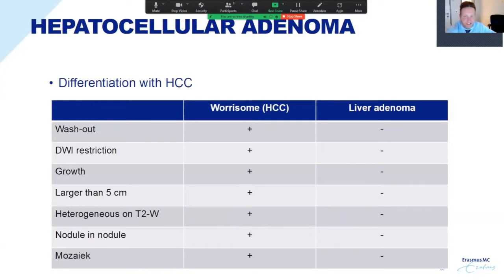Lastly, the differentiation from HCC. Currently, HCCs are more often seen in non-cirrhotic livers. In these cases, underlying hepatitis and alcohol abuse is not present. These tumors seem to become more and more prevalent, and therefore features of malignancy should always be kept in mind when reviewing a solid liver tumor. These include washout, restriction, growth, larger than 5 centimeter, especially adenomas larger than 5 centimeter, heterogeneous on T2, and nodule-in-nodule and mosaic pattern.